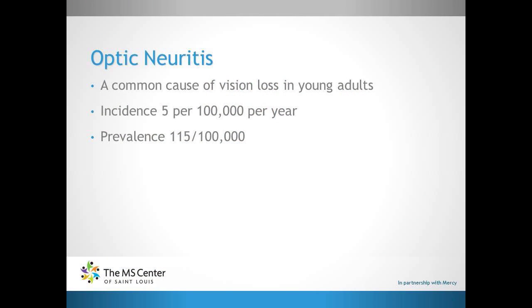Optic neuritis is common, and that's one of the other reasons why I'm focusing on this as part of the talk today. It's a common cause of visual loss in young adults, and young is considered at least up to 50 these days, so that's reassuring. And the incidence is 5 per 100,000, and prevalence, which is how many cases exist at any one time, that's 115 over 100,000. So those numbers may not seem like a lot, but that's considered common.